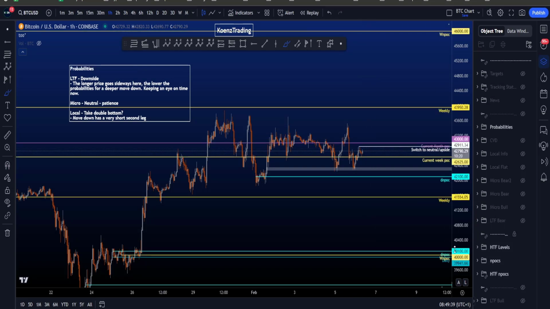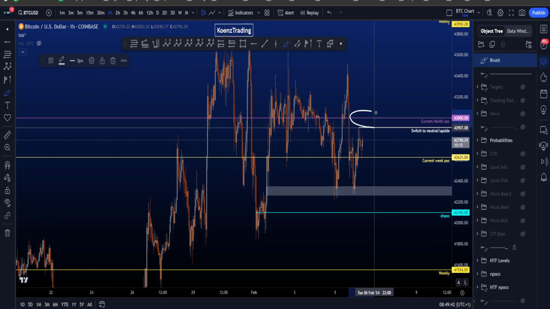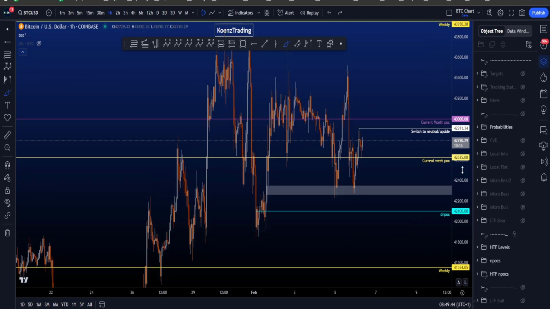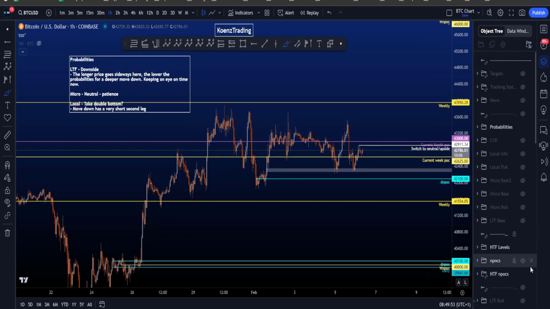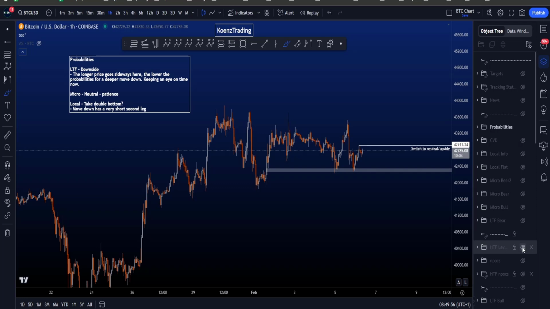Now if we look at the levels around price, we have the current monthly point of control at 43k. But that is pretty much it. We have a daily naked point of control at 42.1k, weekly at 43.9, weekly at 41.5, right? These are the support resistance levels we currently have around price. So these are the ones that I'm going to keep an eye on.